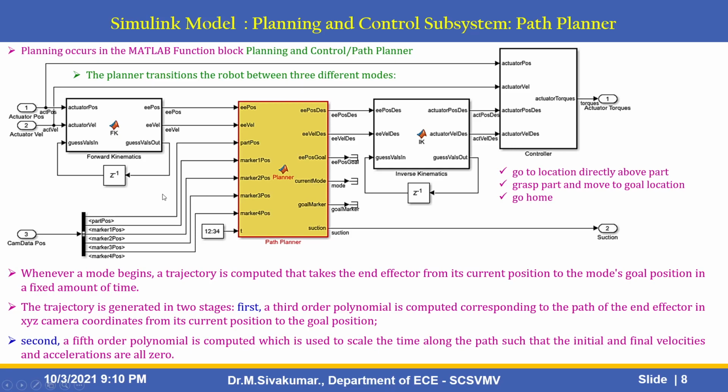The trajectory is generated in 2 stages. First, a third order polynomial is computed corresponding to the path of the end effector in XYZ coordinates from its current position to the goal position. The second one is a fifth order polynomial, which is used to scale the time along the path such that the initial and final velocities and accelerations are all 0. In this manner the path planner works.